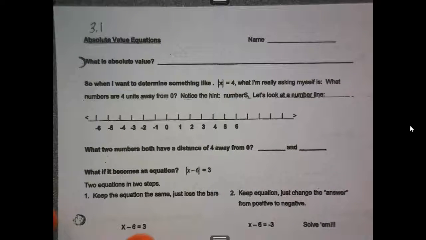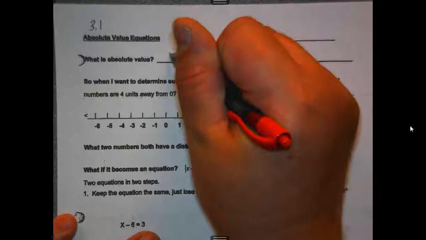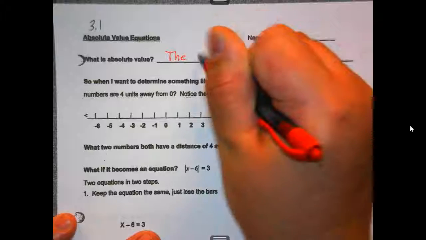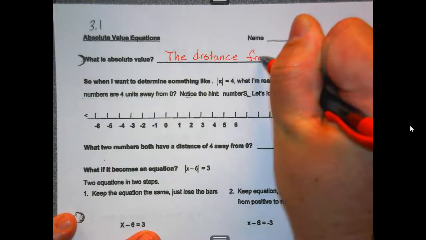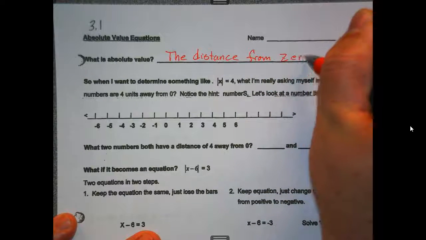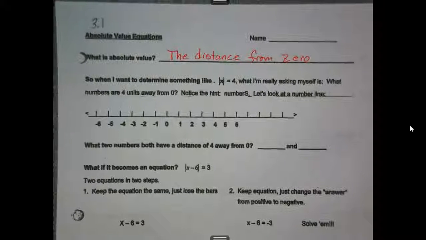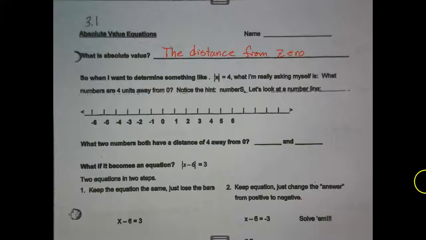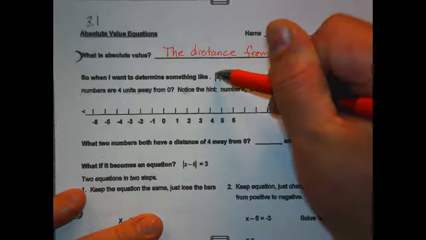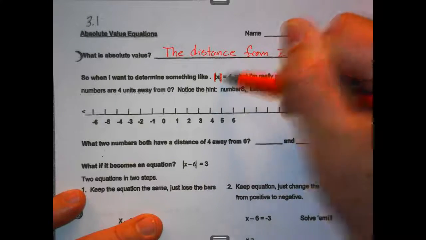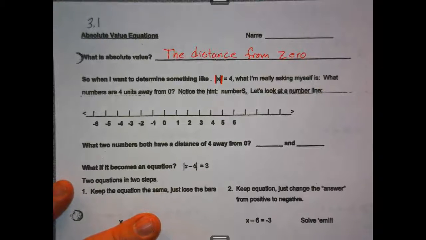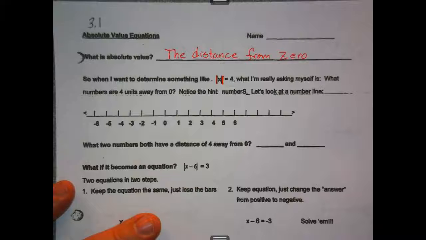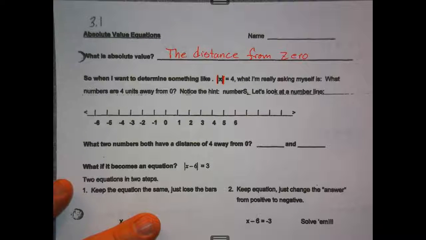We're going to put it in a little simpler terms. It's distance from zero. By the way, the symbols for absolute value are those bars. These bars here, those are absolute value symbols. So when we determine something like the absolute value of x equals 4, we're thinking 4 units from 0.